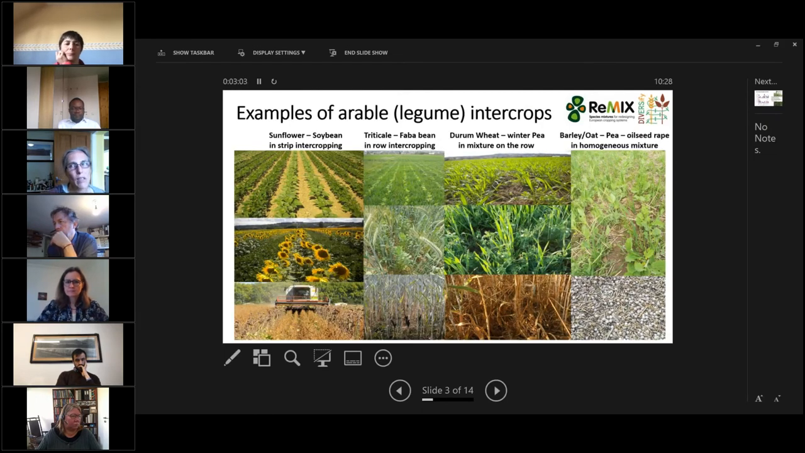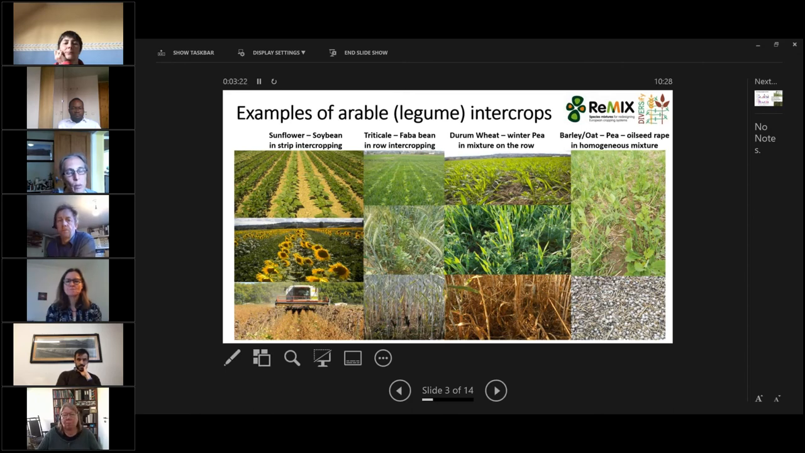So as I mentioned, the Remix and Diversify projects had a focus on intercropping. The greatest focus was on arable systems. And although there are many good examples of intercropping with legumes in perennial systems, the focus of what I'm presenting today is on arable systems.